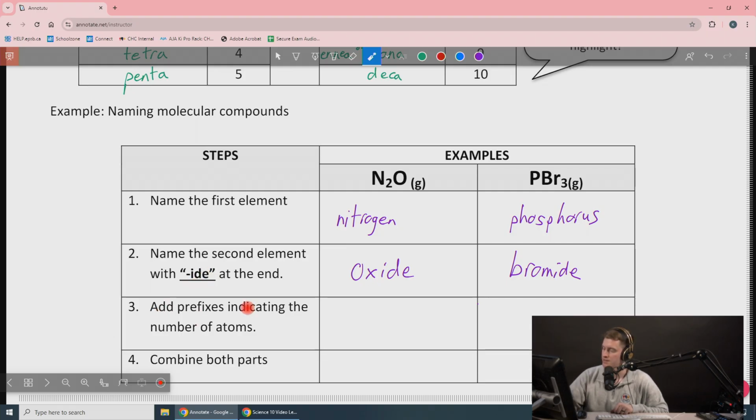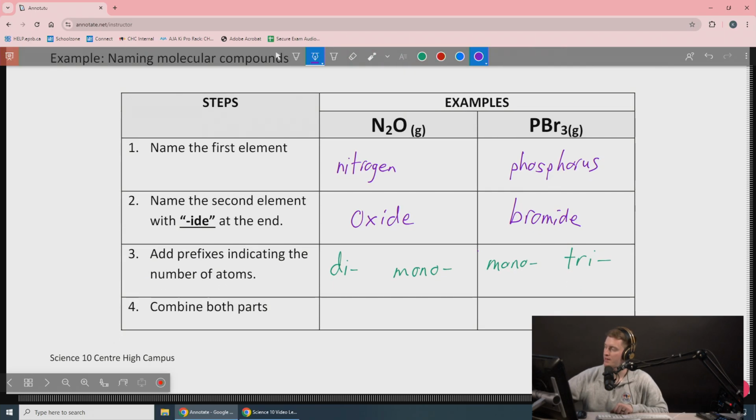Add prefixes indicating the number of atoms. So we have 2 nitrogens, so that would be a di prefix for the nitrogen. And we have 1 oxygen, so that would be our mono prefix for the oxygen. In the next molecule, we have 1 phosphorus, so that would be the mono prefix. We've got 3 bromines, which is going to get the tri prefix.